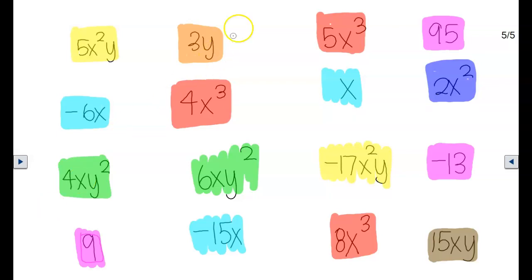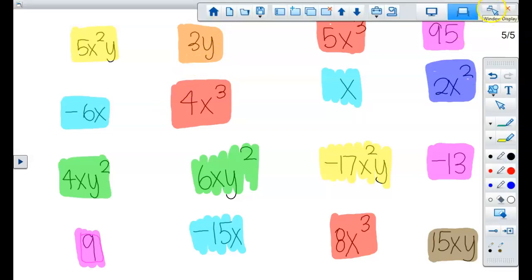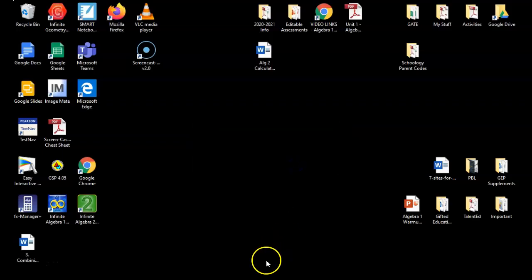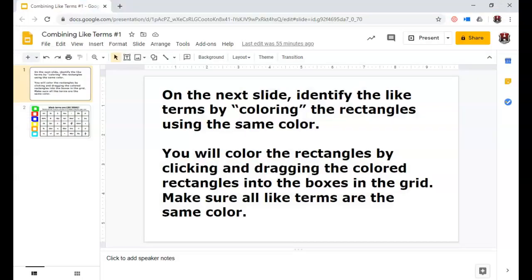Now, before I leave you with this, I want to show you what your assignment for today will look like and make sure that you see how to complete it. So here is what today's assignment will look like. It's a Google Slides presentation, and these are the directions. It says on the next slide, identify the like terms by coloring the rectangles using the same color. You will color the rectangles by clicking and dragging the colored rectangles into the boxes in the grid. Make sure all like terms are the same color.